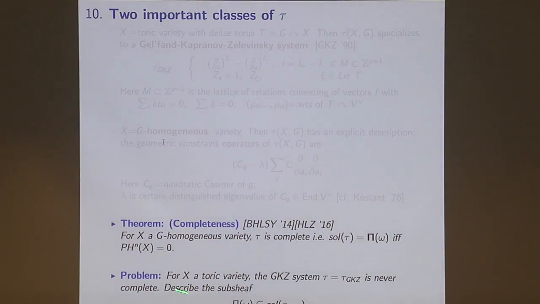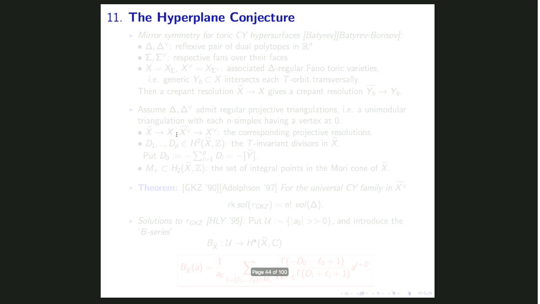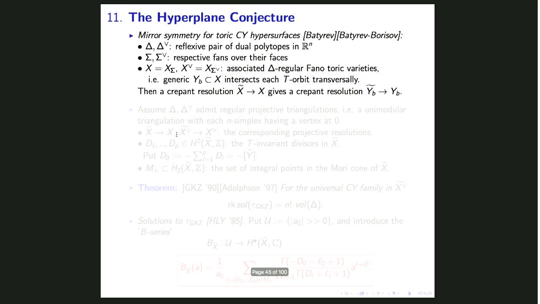So the problem, therefore, is that you would like to at least try to describe the period sheaf as a subsheaf of the GKZ system, the solution sheaf of the GKZ system. How is it sitting inside? Then that brings me to the first application I want to discuss.